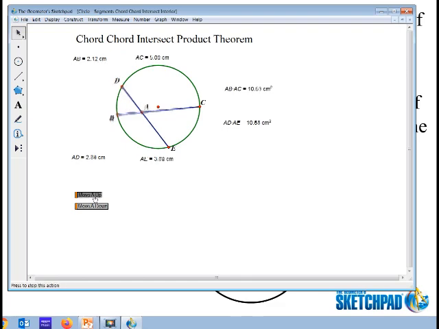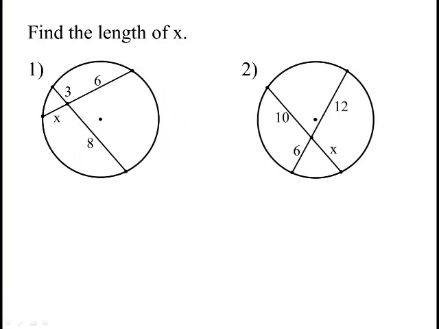As I move it around, the product of those segments always stays the same. No matter where I put point A in the circle, you can see that these two products of those chords are always the same. Kind of interesting. Why don't you pause the video here and give these two problems a try. This is a pretty standard problem on the quiz and the test.